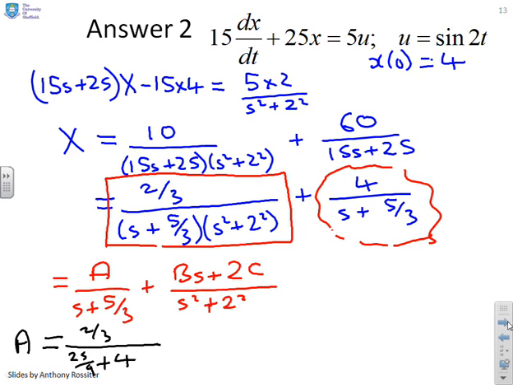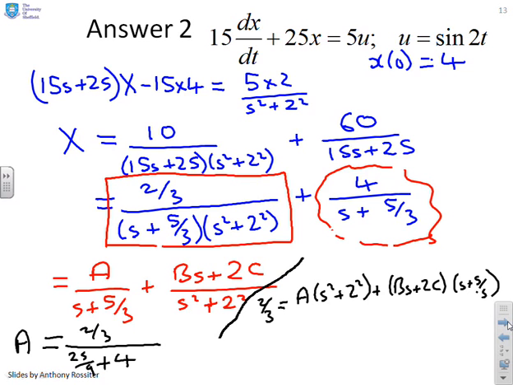In order to get the b and the c, we need to expand up. So we need to write a into (s squared plus 2 squared) plus (bs plus 2c) into (s plus 5 over 3), and I've run out of space, so I'll have to squeeze it in here. What does that equal? It equals the numerator, which was 2/3. So that's my expansion. We'll try and keep that separated.